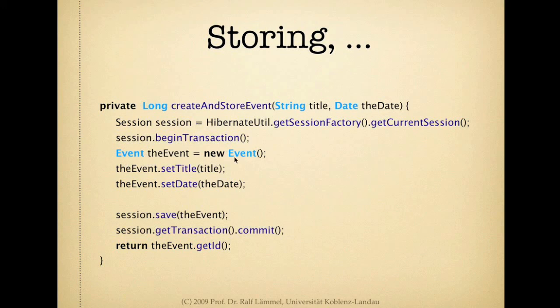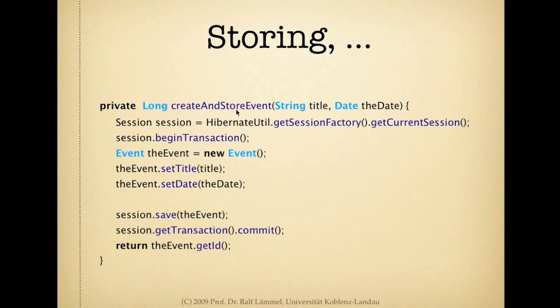So we begin a transaction, we create an object, we populate the object. We tell Hibernate that this new object should be saved, should be persisted. And now we actually commit that transaction. We return the primary key that's filled in by Hibernate as the result of this operation.